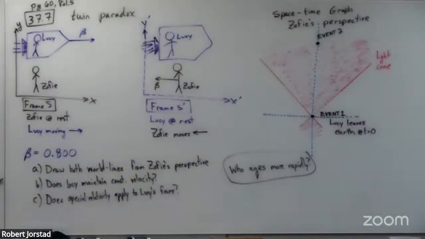Okay, in this video I want to talk about the classic twin paradox. Page 60, volume 5, problem 37.7 kind of gives you the details. I'll just go over it really quickly.